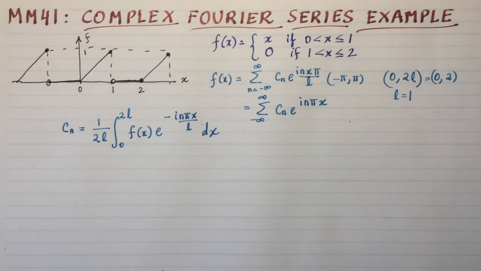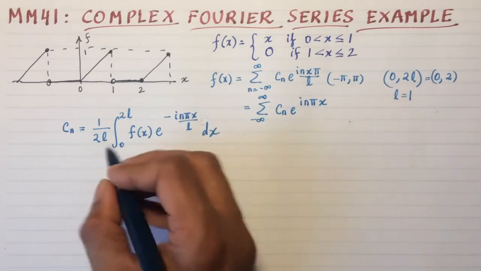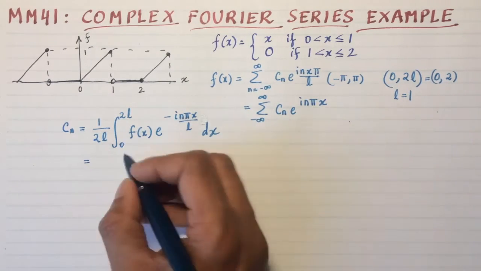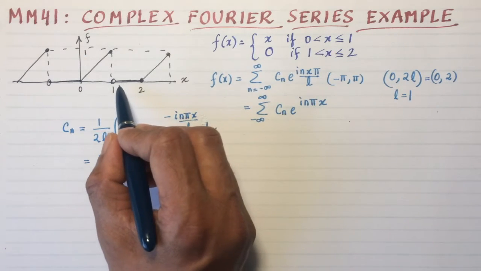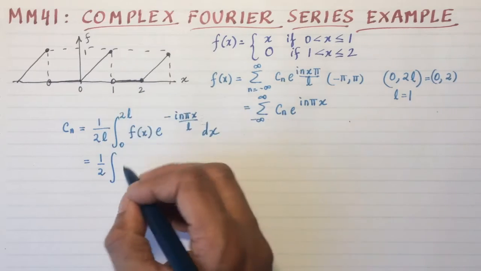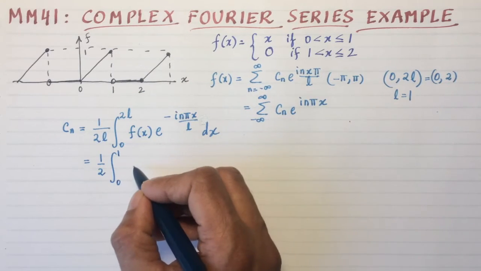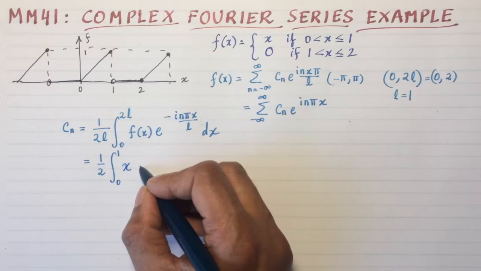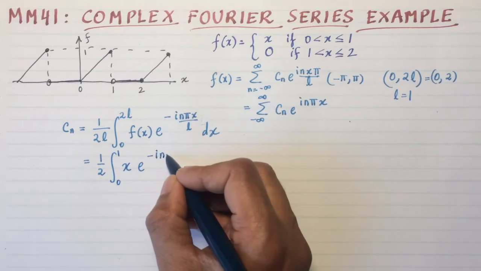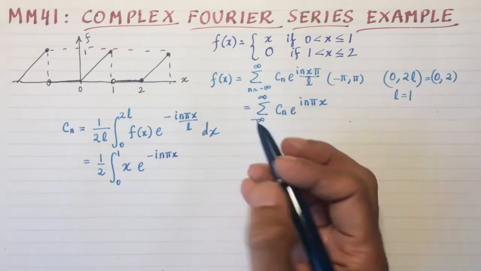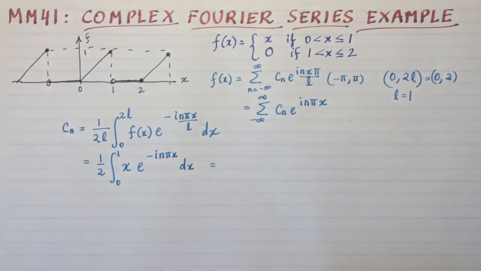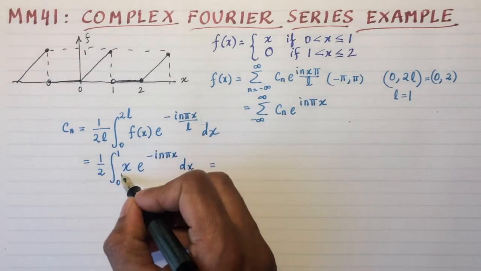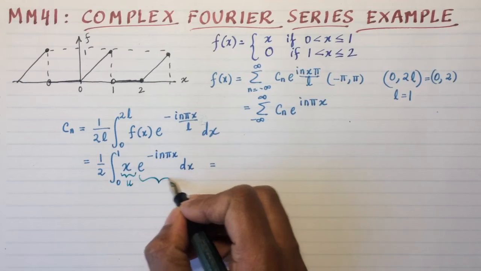So this is going to be the integral from 0 to 2. L is equal to 1, so that's going to be 1/2. From 0 to 2, the function is 0 from 1 to 2, so I only have to worry about from 0 to 1, and f of x is x there. So e to the minus i n pi x, L equals 1, so I don't worry about writing that, dx. This can be integrated by parts. I'm going to write this as the u function and this as the dv function.